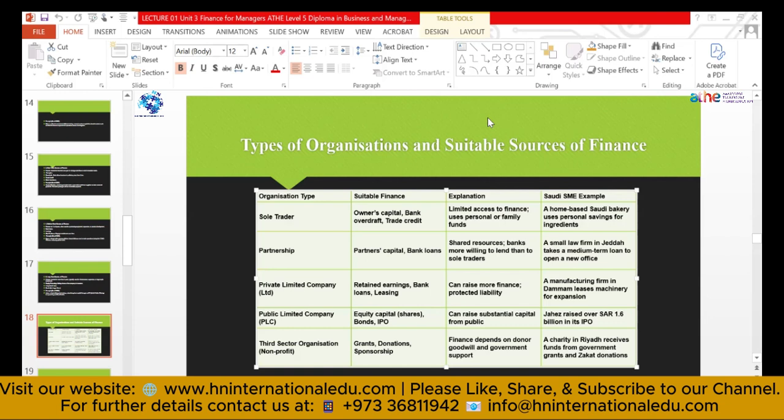Third sector organizations, non-profit NGOs. These are run on grants, donations, and sponsorship, because that is how things work for NGOs. Finance depends on donor goodwill and government support. Donor goodwill is the person who is actually donating the money from different and various sources, and what the reputation is. A charity in Riyadh receives funds from government grants and zakat donations.